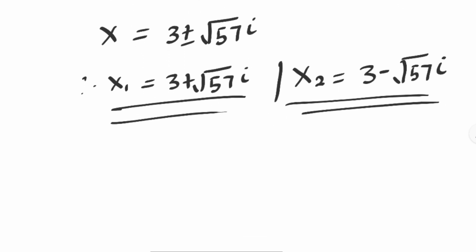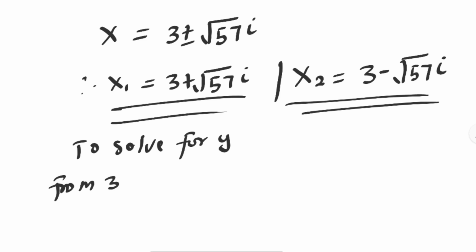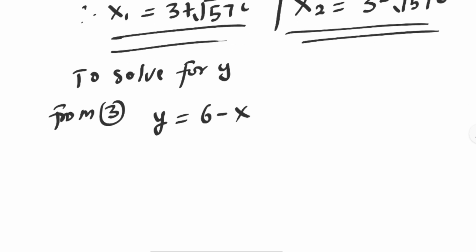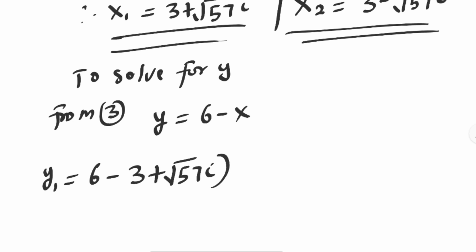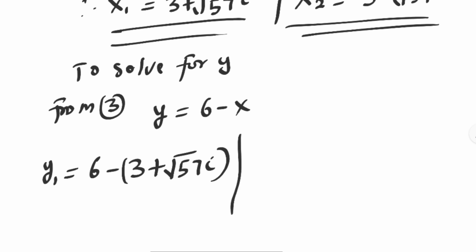We've gotten the values of x. Let us solve for y. To solve for y, from equation 3, y is equal to 6 minus x. y1 is equal to 6 minus x1, which is 3 plus square root of 57 i, and y2 is equal to 6 minus 3 minus square root of 57 i.